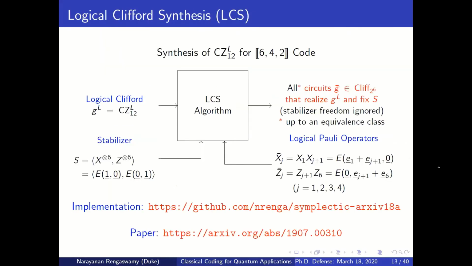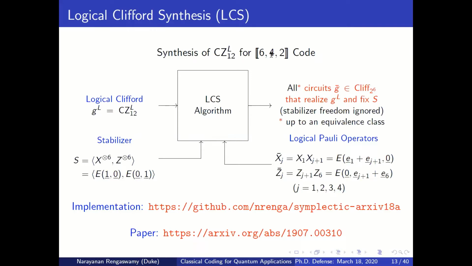Okay, so here's the first contribution from my dissertation. So think of this LCS algorithm as a black box. So the first thing that you do is you initialize the algorithm with two things. So the first thing you do is you input a stabilizer description. So in this case, I did the 642 example. So you input these stabilizer generators, and then you can find logical Pauli operators for your code.